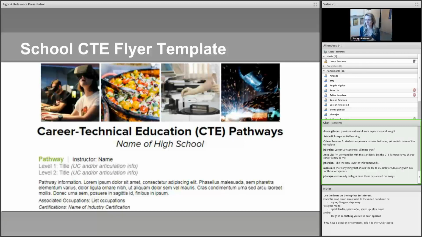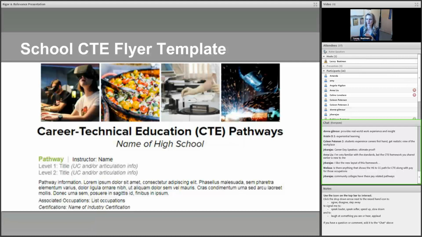If they are UC, there's a little place for you to put it. If they're a G elective credit, or if they're articulated to a community college, you can put it in there. There's a little spot to put in a short paragraph or a couple sentences about the pathway, a place to list the associated occupations, and a place to list the industry certifications. Once you copy this, you can do whatever you want to this. You can add to it, delete, modify it.